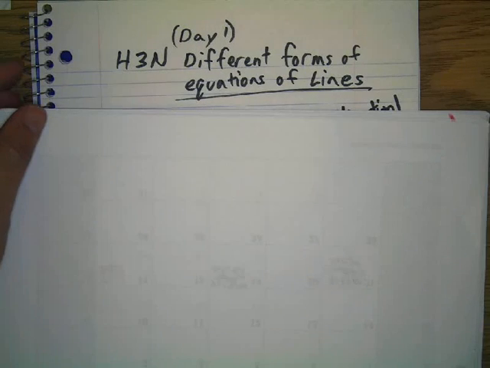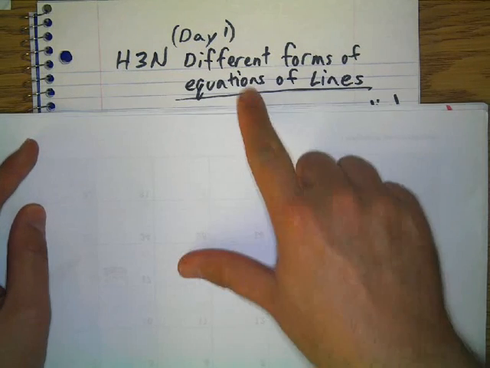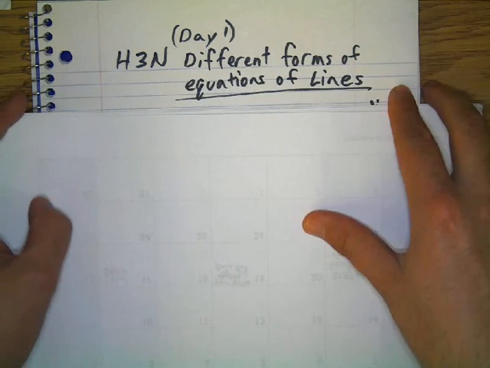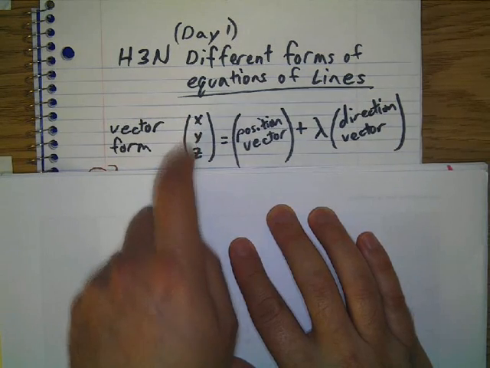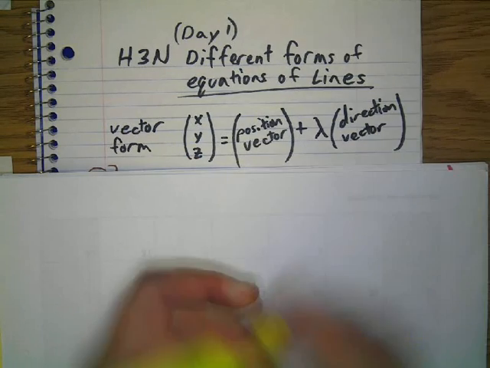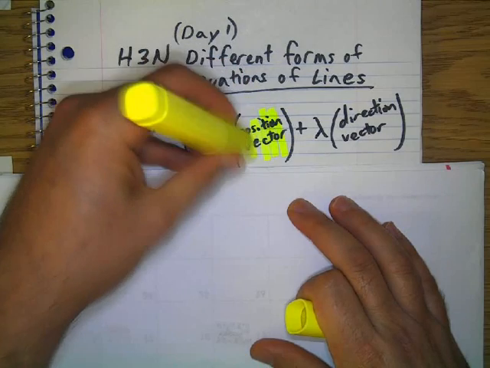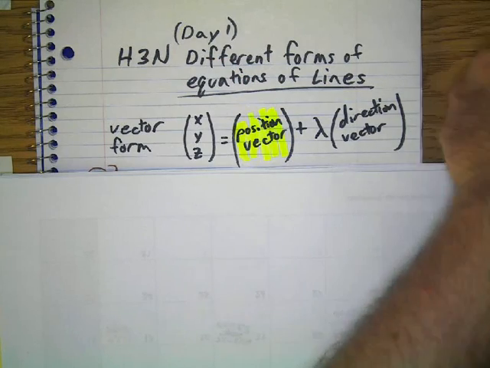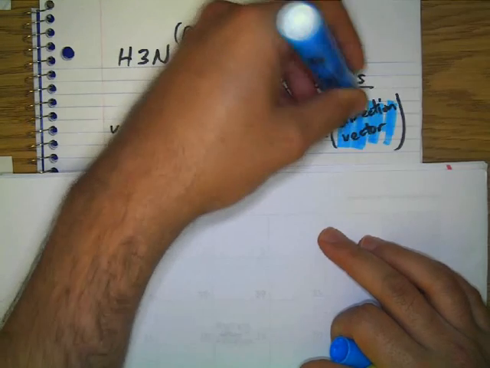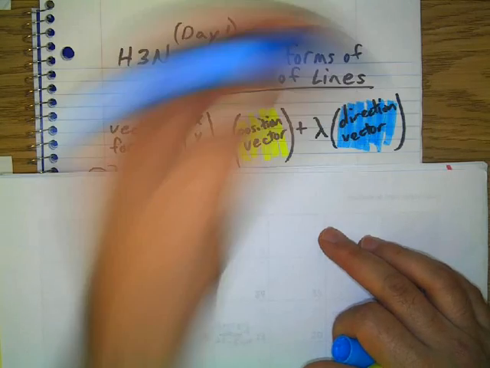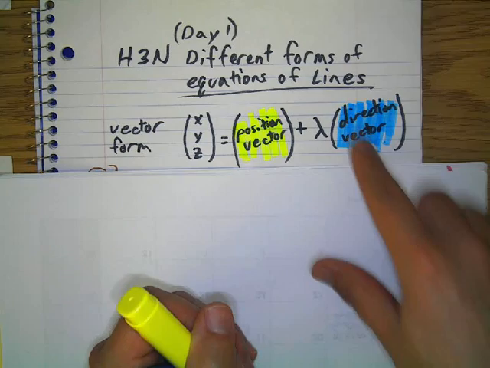Okay, here we go. We're going to do high level chapter 3 section N, different forms of equations of lines. So we can write a vector in the form x, y, z, and then we need its position vector, which they will give you, and then we need a direction vector, which is the way that our vector is going. Okay, so think about this. An equation needs to know where it's starting and which direction it's going.